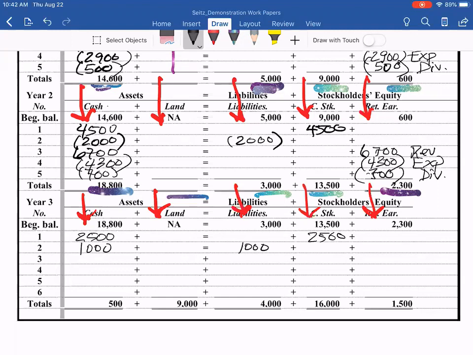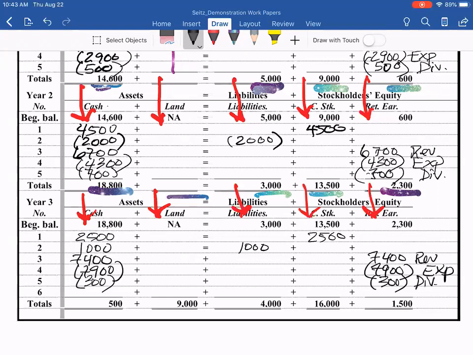Transaction 3, they provided services to customers and they received $7,400. So I'm going to increase my cash by $7,400 and increase over here my revenues by $7,400. Operating expenses were paid of $7,900, so it decreases my cash, also decreases my retained earnings. They paid dividends of $300, so I'm going to decrease $300 in cash for dividends, and dividends decrease ending retained earnings and stockholders' equity.